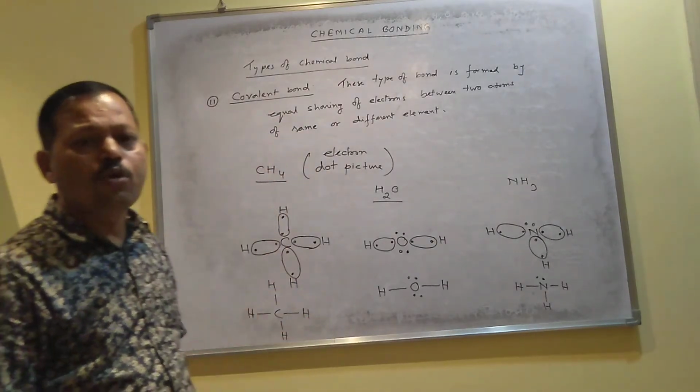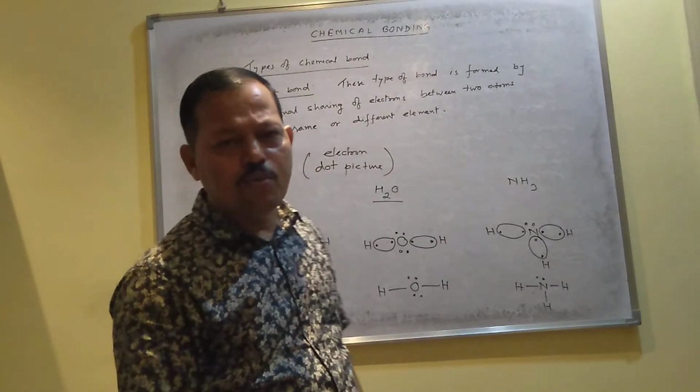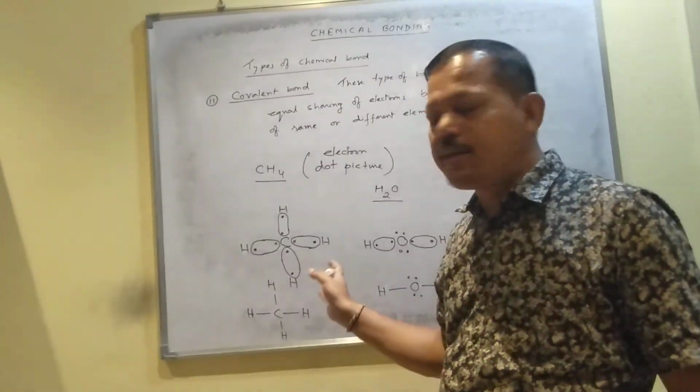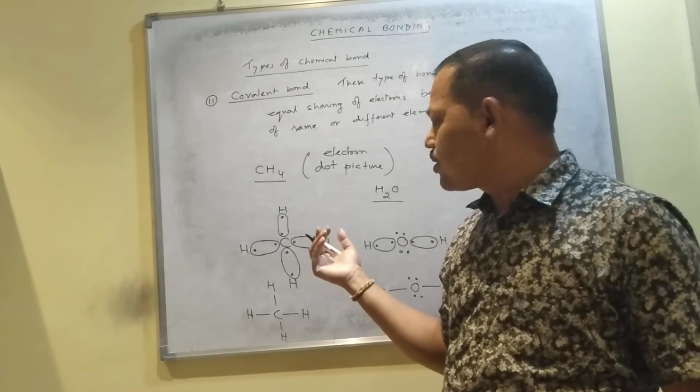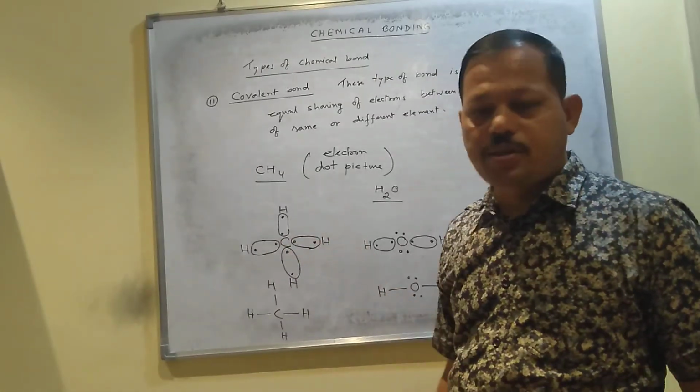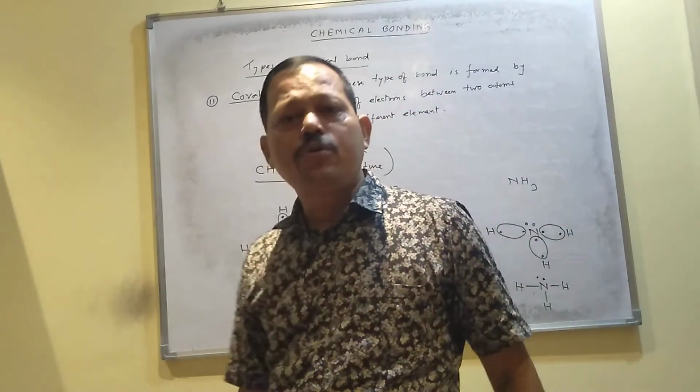So these are called the electron dot pictures of different molecules. You will get marks in the exam also, you have to draw the dot picture this way. Different molecules will be supplied to you, you have to draw the dot picture in this process. So this is about covalent bonding.